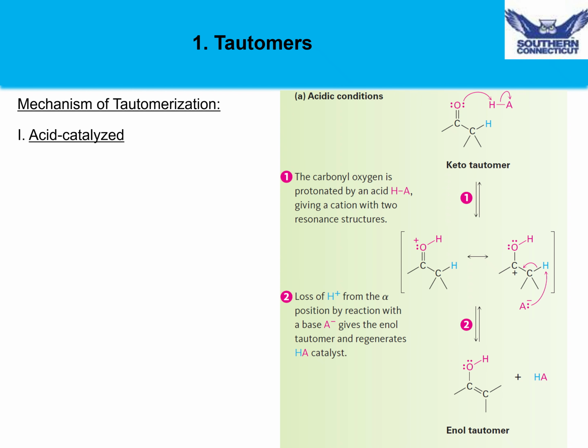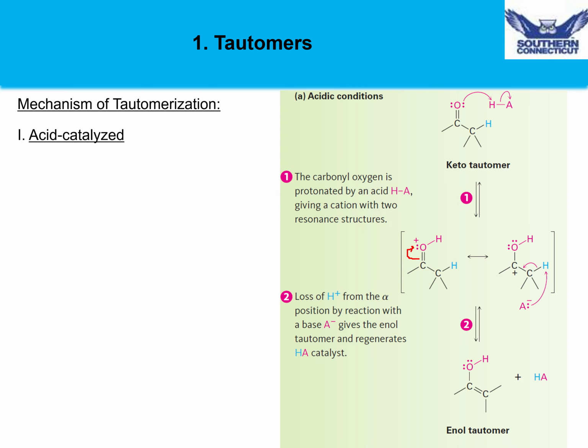Tautomers can interconvert rapidly under acidic or basic conditions. We'll first look at the mechanism for the acid catalyzed tautomerization of a typical ketone. So starting with a ketone, the carbonyl oxygen will be protonated by an acid, leading to this structure. So this is a protonated ketone, which has another resonance form, which we can draw by taking the electrons in the double bond and sending them to the oxygen.